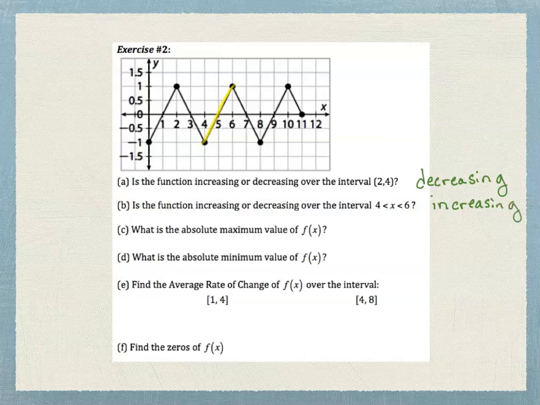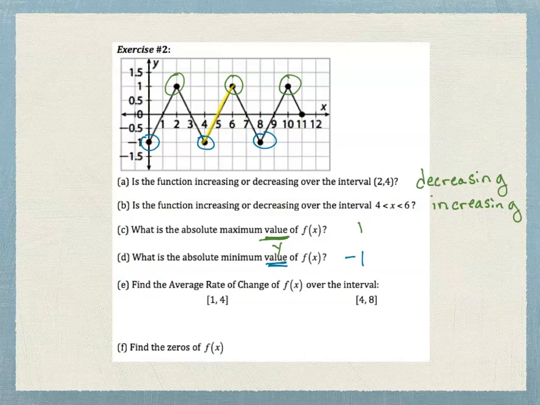The absolute maximum value of f. This is a good question because there are a few. Do you see how this height is the same as this height, which is the same as this height? If I'm asking for the absolute maximum value, remember I'm asking for the y value, which is the same for all three of those, and that is 1. The absolute minimum value is this and this and this. There's not one absolute minimum because all three of them have the same y value. So the absolute minimum value of f of x is -1.